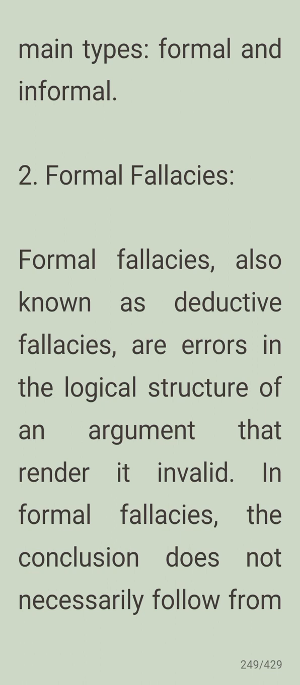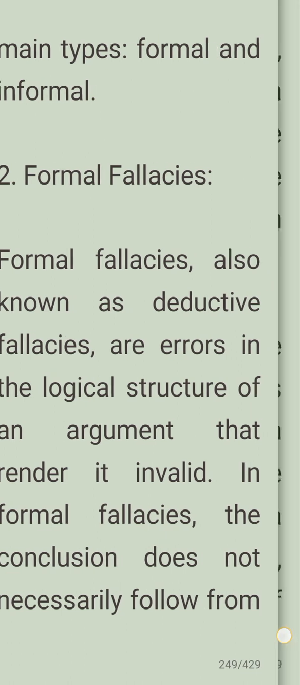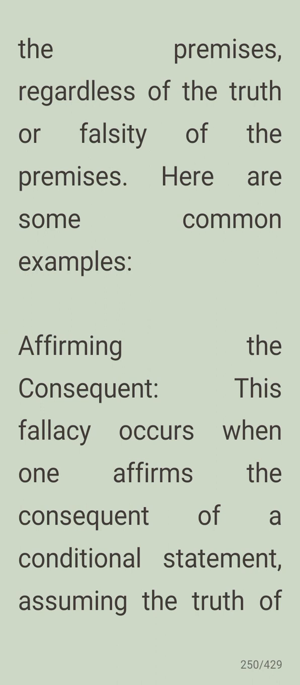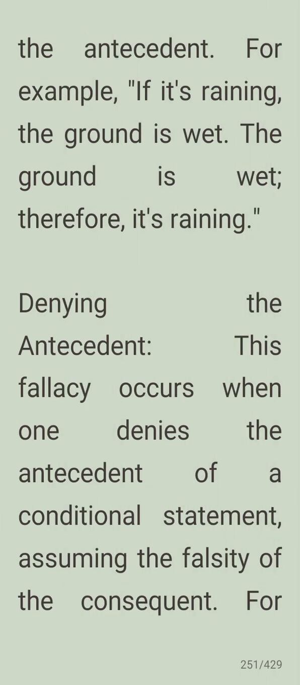Formal fallacies, also known as deductive fallacies, are errors in the logical structure of an argument that render it invalid. In formal fallacies, the conclusion does not necessarily follow from the premises, regardless of the truth or falsity of the premises. So, affirming the consequent. This fallacy occurs when one confirms the consequent of a conditional statement, assuming the truth of the antecedent. For example, if it is raining, the ground is wet. The ground is wet, therefore it's raining.